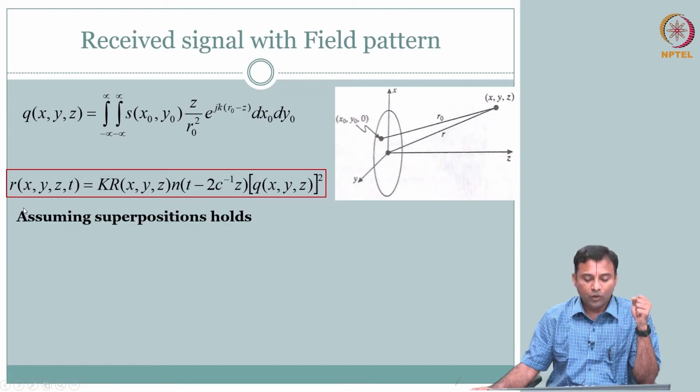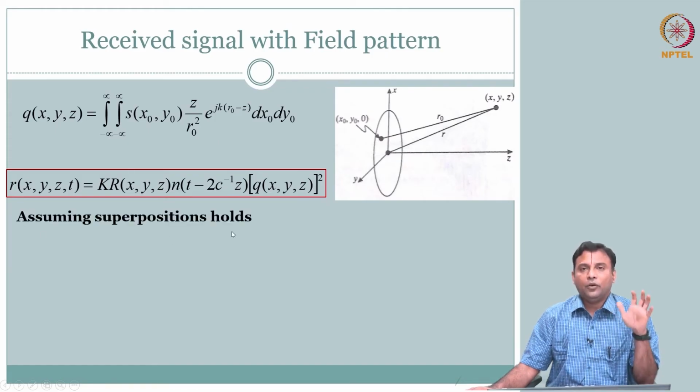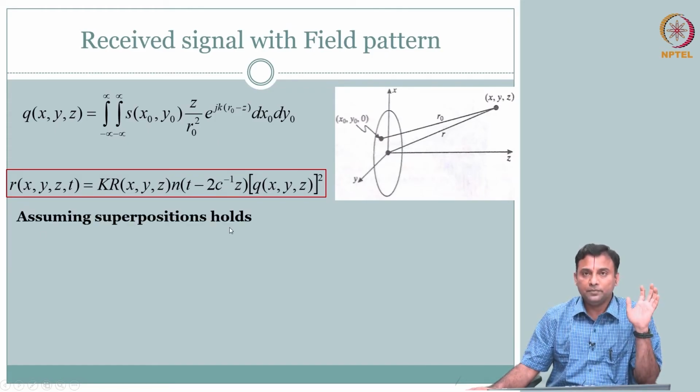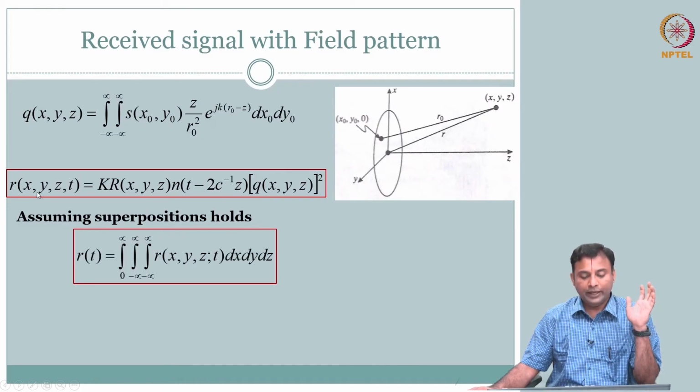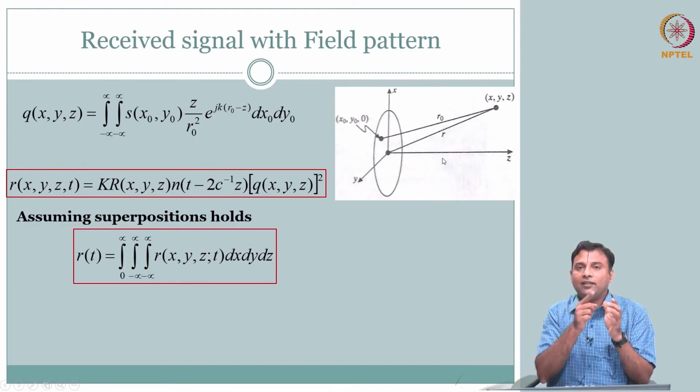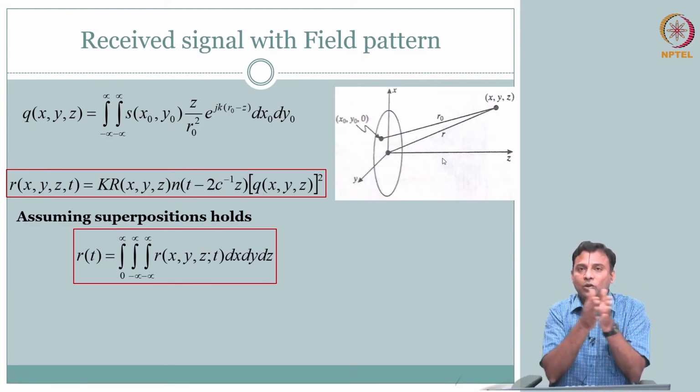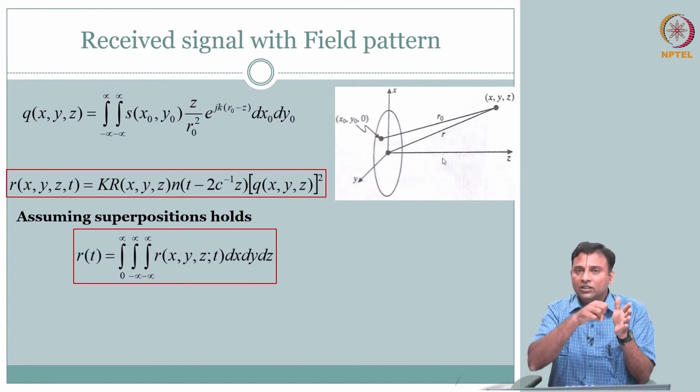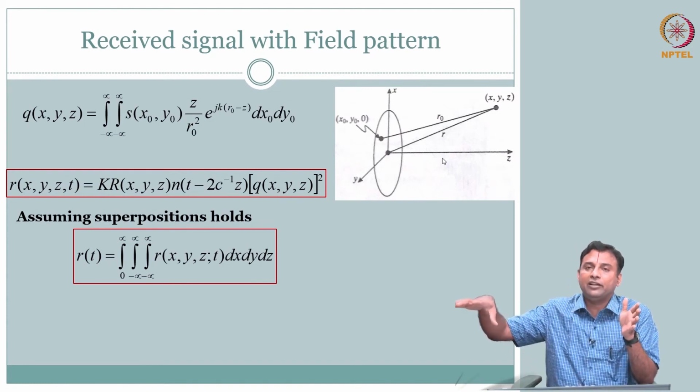Now, superposition holds good. So, we can write your R of t. This is what we wrote for one, but we will assume superposition, and therefore, whatever you received, R of t, is from every location. This is not one pressure at one location, the whole surface area is oscillating. So, it is creating a pressure field on transmit.